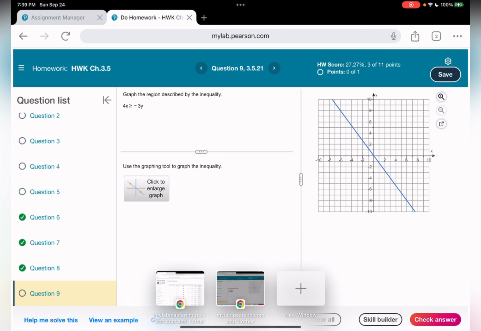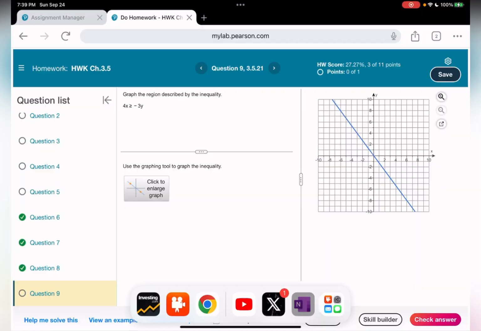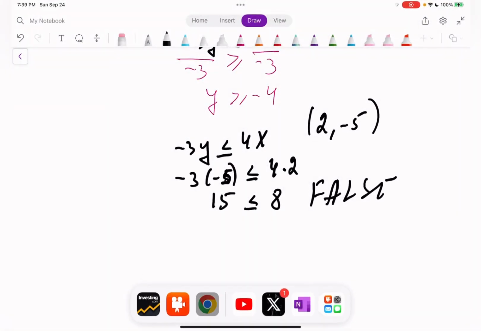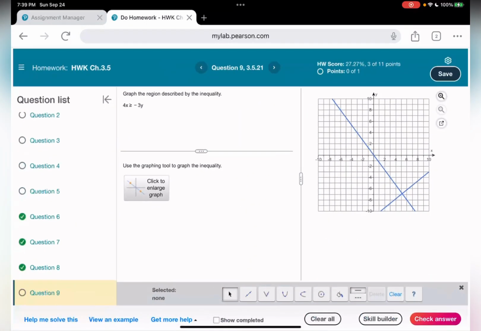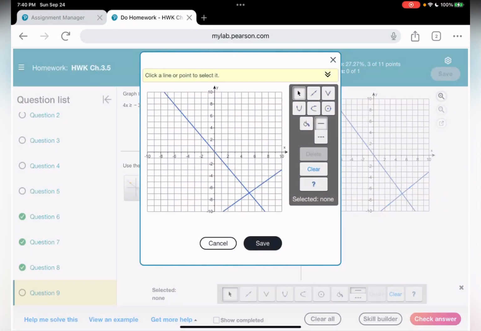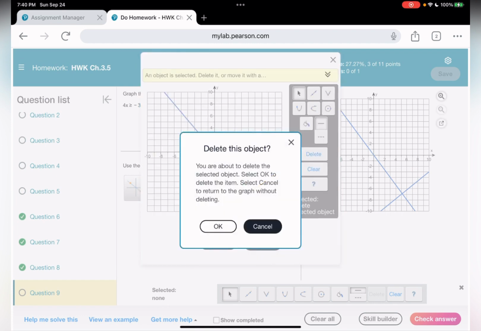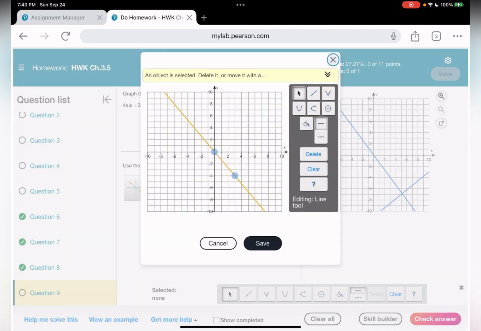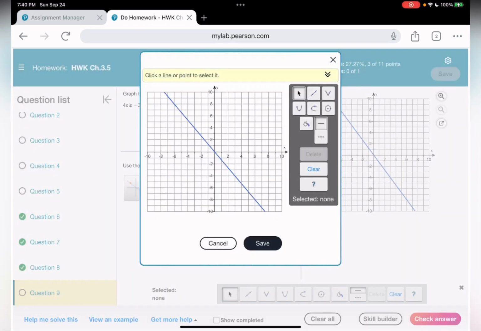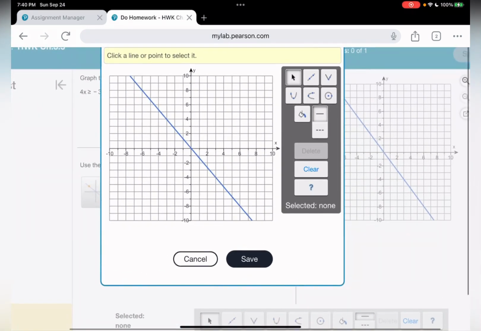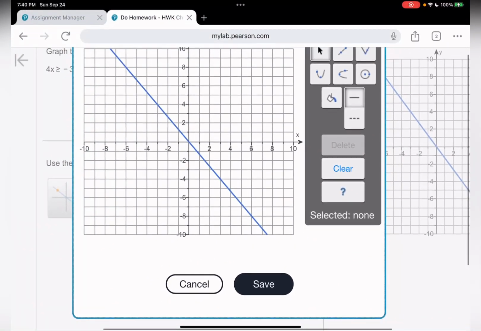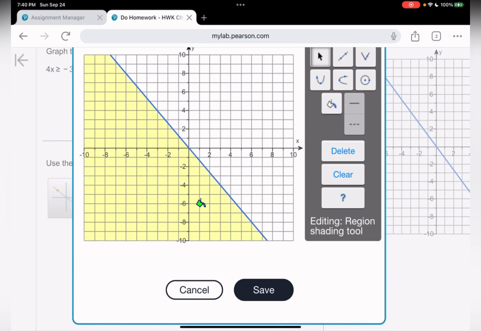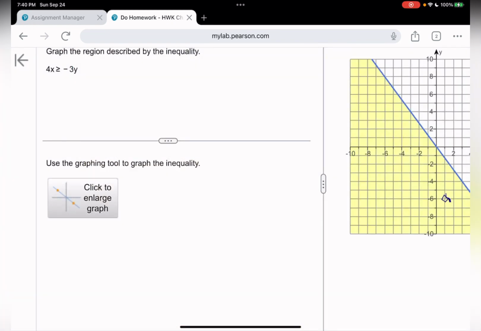I would say, which one did we get? The point was 2 and negative 5. Okay, 2 and negative 5. It was on the right side, right? Hold on. Yeah, which means it's going to be the left side, under the graph. This is going to be the answer. All right?